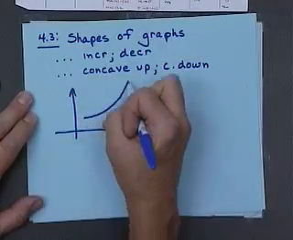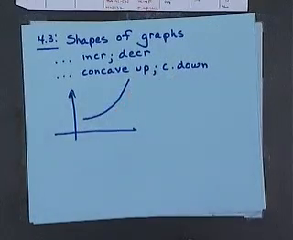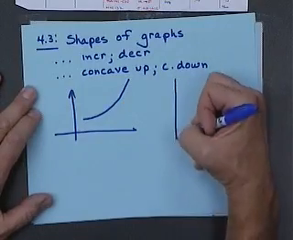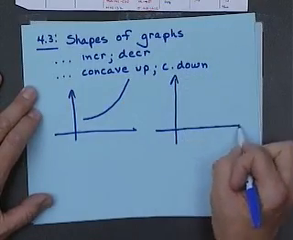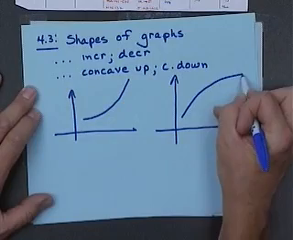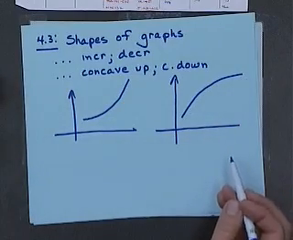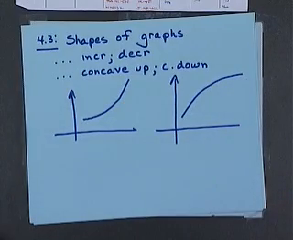It could be increasing like this, which is concave up. It could also be increasing and concave down. So both of those are increasing, but they're kind of subtle changes in how it's increasing.